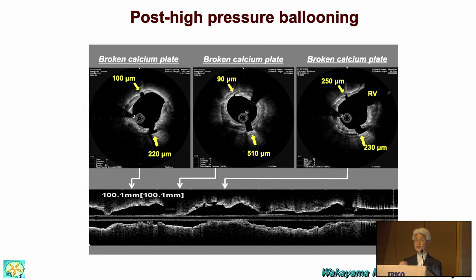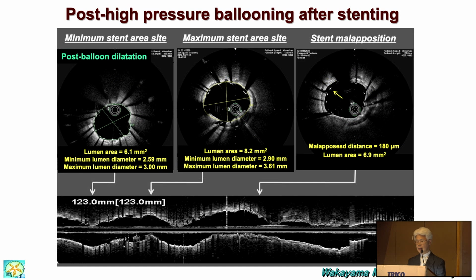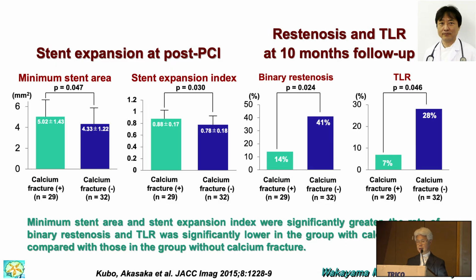But if you want to put in a stent, it is very important to make a crack dissection here as shown in this slide. And if the thickness is less than 500 micron, you can make a crack and put in a stent. You can get a good expansion as shown in this slide. And as you may know, if you make a calcium crack, a fracture, the minimum stent area is bigger, stent expansion is better, the binary distance is less, and TLR is less. So it is very important to make a crack before you put in a stent by high pressure ballooning or cutting balloon or something, right?